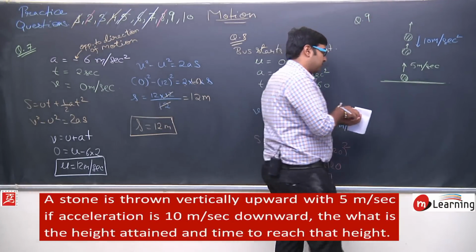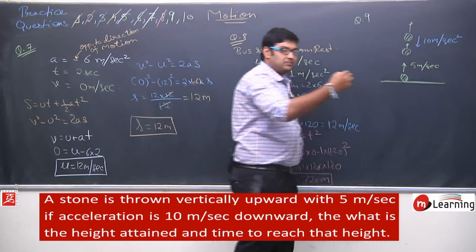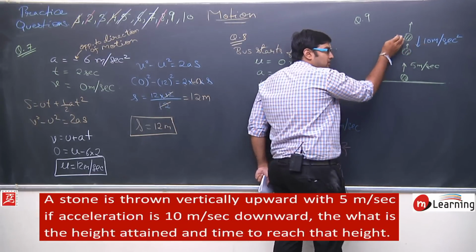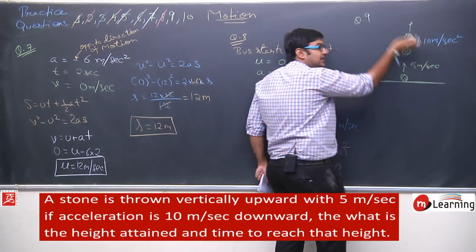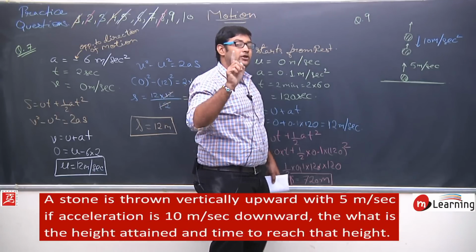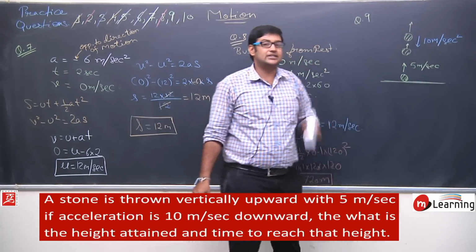So here I will write, now you can see what will happen. Since the acceleration is in the downward direction, what will happen? The velocity of the stone will decrease. Okay, as soon as it rises upwards, its velocity is going to decrease. The reason is that this acceleration is in the opposite direction.